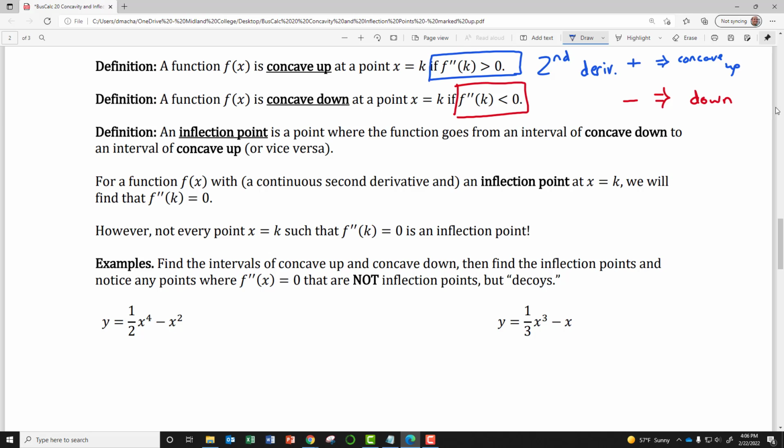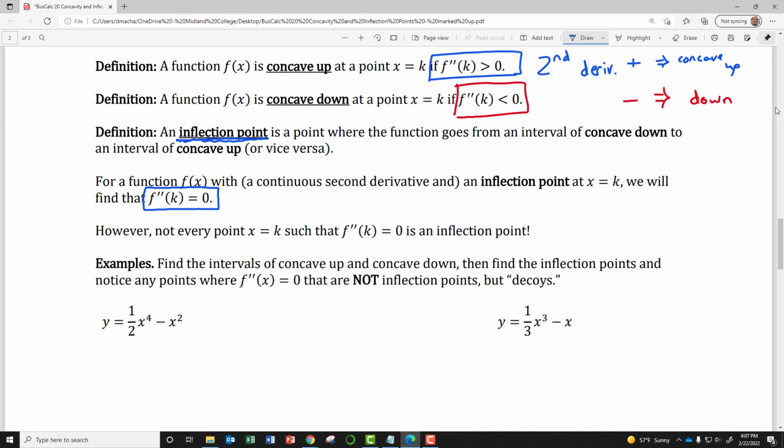Now, an inflection point, very important word. An inflection point is a point where the function goes from concave down to concave up, or where a function goes from concave up to concave down. That's that one point where we switch, called the inflection point. And for a function with a continuous second derivative and an inflection point, we find that the second derivative is always 0 at an inflection point.